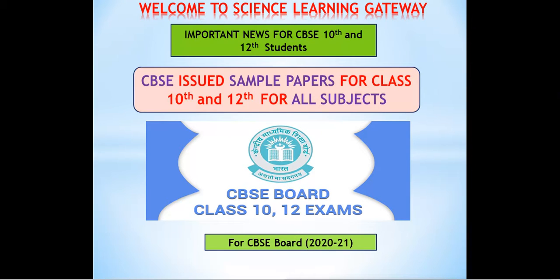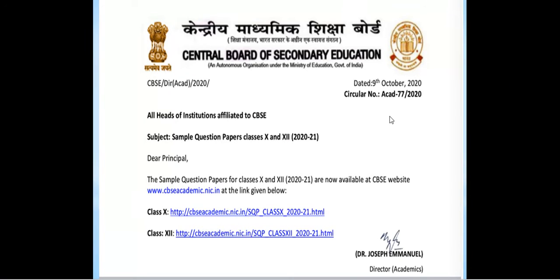Now we'll look at the links given by the CBSE board for the sample papers of 10th and 12th. See, this was the information issued by the CBSE board, Central Board of Secondary Education, for the 10th and 12th standard sample papers for 2020 to 21. As you know, the syllabus is now reduced, right? 30% of your syllabus is reduced. Because of that, some changes are also made in the question papers. So you can go through the sample paper issued by the CBSE board through the link given over there.